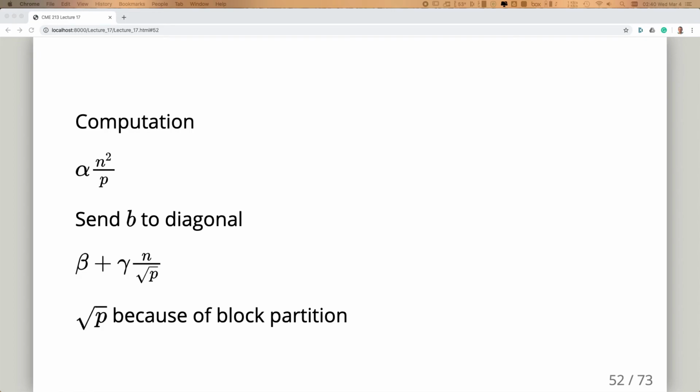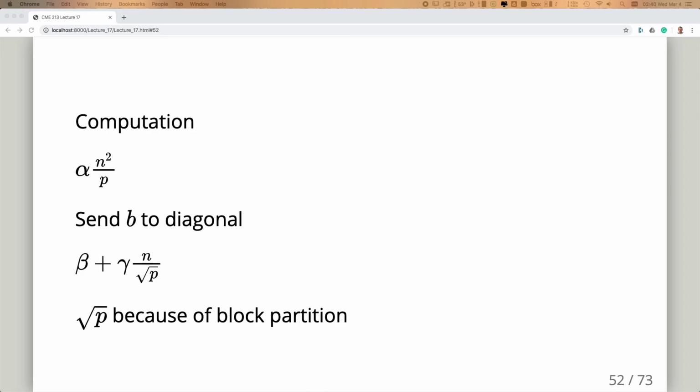Okay, so let's look at the 2D block scheme. Here again, I'm going to skip the theoretical analysis because that result is given for you in homework 5. So I'm just going to go very briefly. This is the amount of computation. Well, it's always n squared divided by p. That's always the same formula. Then sending b to the diagonal. It's almost the same as before, but now you have square root of p because it's a 2D block structure. And this is the piece of b that you have.